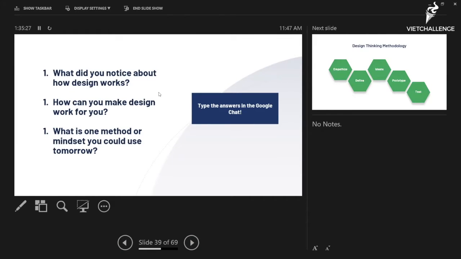So how can you take the learnings from today in your own work, in your own startups maybe, or in your own activity, in your own companies? What is one method or mindset you could use tomorrow? So already tomorrow, what kind of approach that you learned from today's session can you already apply in your work tomorrow? So take a few minutes to think about these three questions.